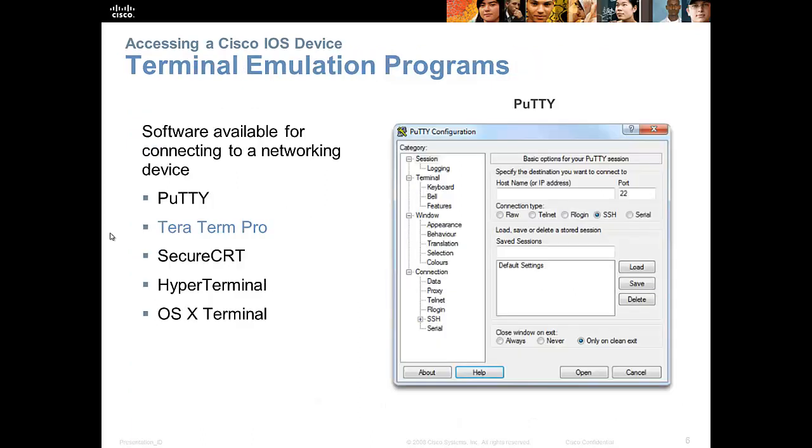Terminal emulation programs. These are small programs you would need on your device, your PC, to connect to the router. For instance, PuTTY, P-U-T-T-Y. Here's a picture of the config page of PuTTY. TeraTerm Pro, which is what we use in our classroom. SecureCRT is another one. HyperTerminal, that was back with Windows XP. OS X Terminal if you're using a Mac.